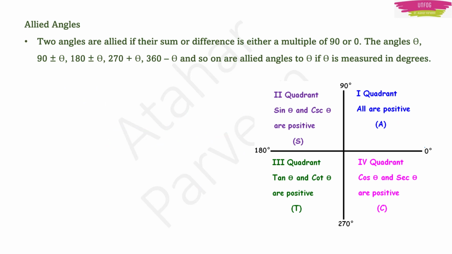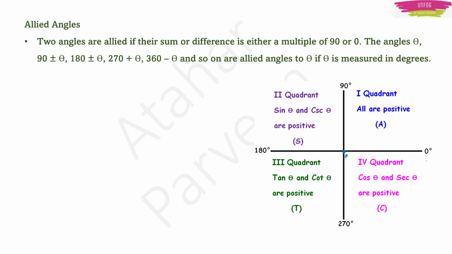Now let's talk about allied angles. Allied angles are those angles for which, if you find the sum or difference between two angles, you will find that they are either multiples of 90 or multiples of 0. See, to visualize allied angles, just look at this coordinate axis. You have this origin O and you have this coordinate axis.